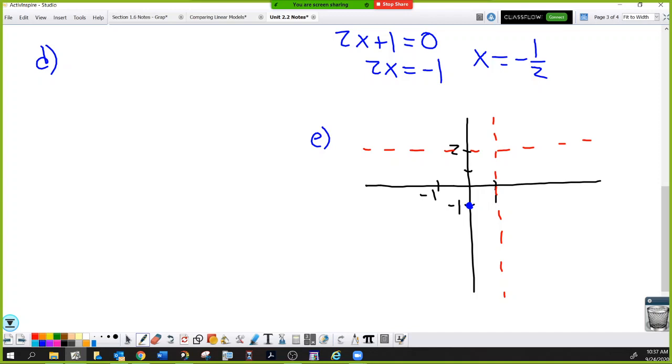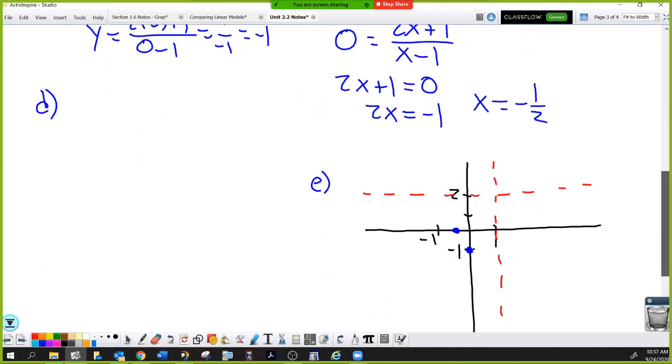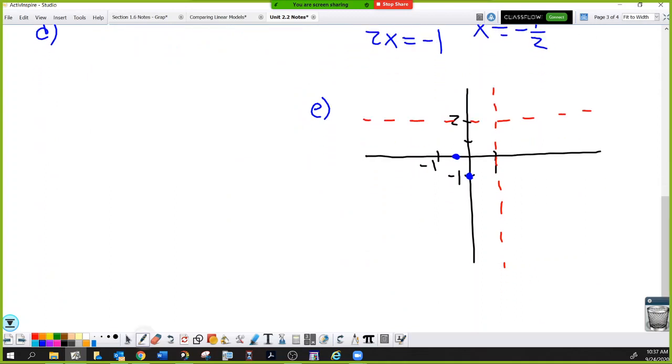So that's like here-ish. Yeah, the horizontal asymptote was at y equals 2. And now I can connect the dots. Rational functions always have this kind of shape when they're linear over linear. Getting close to both of the asymptotes right there.